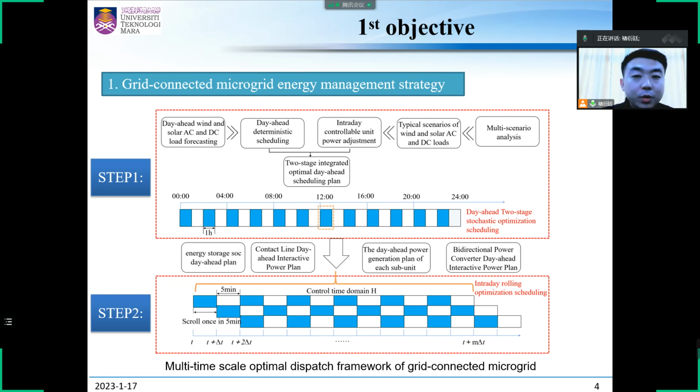So the two-stage integrated optimal day ahead scheduling planning, and we can see here day ahead two-stage dynamic optimization scheduling, and then intraday rolling optimization scheduling. That is the multi-time scale optimal dispatch framework of grid connected microgrid.